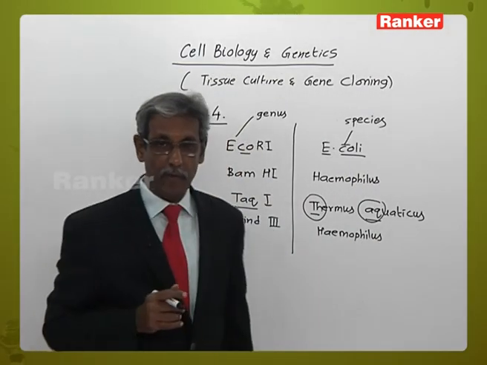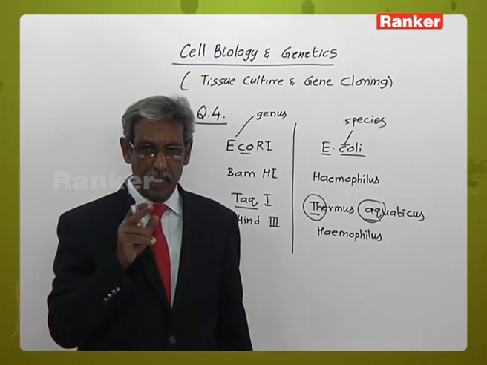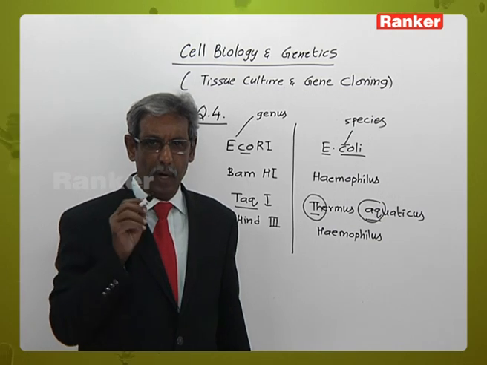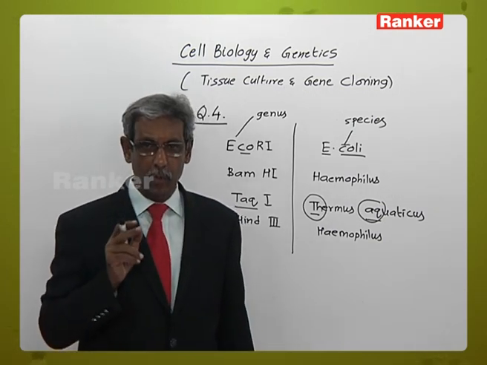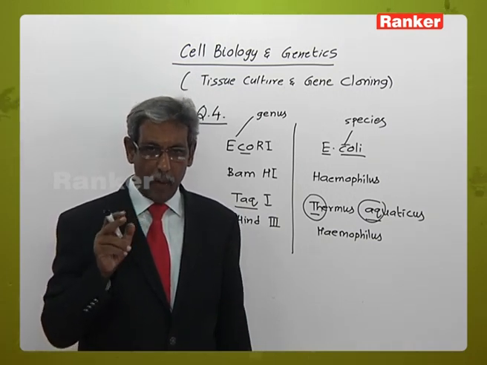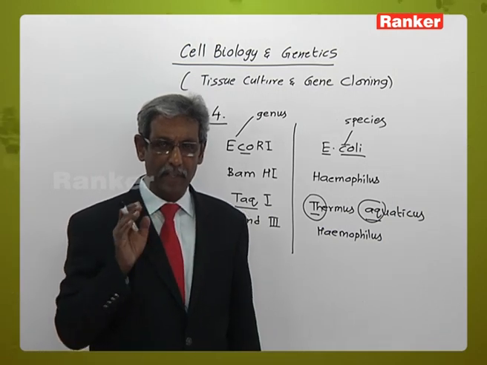So, when you take the choices, the right choice is A3, EcoRI with relation to Escherichia coli, B1, that is BamHI with Haemophilus influenzae, then C is 2, that is TaqI is isolated from Thermus aquaticus, and D is HindIII, which is also from Haemophilus influenzae.